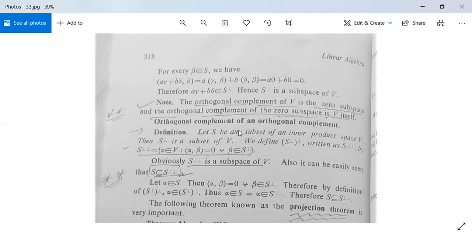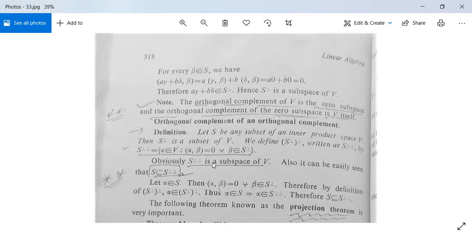Next है orthogonal complement of an orthogonal complement. देखो definition, let S be any subset of an inner product space V, then S perpendicular is a subset of V. We define S perpendicular and again perpendicular, written as S double perpendicular, by S double perpendicular is equal to alpha in V, such that alpha beta is equal to 0 for all beta in S perpendicular. इसके पहले केवल S में था, but now it is in S perpendicular because we are taking perpendicular twice here.